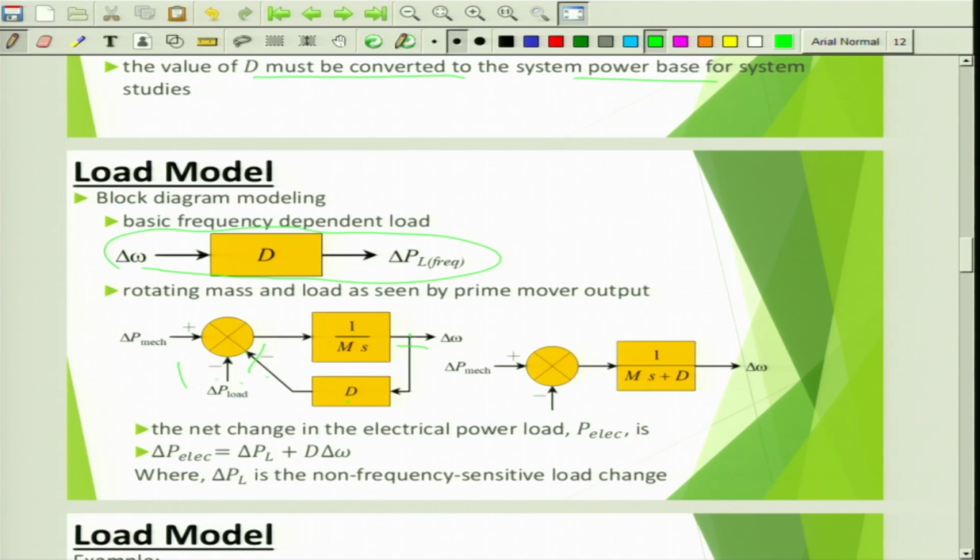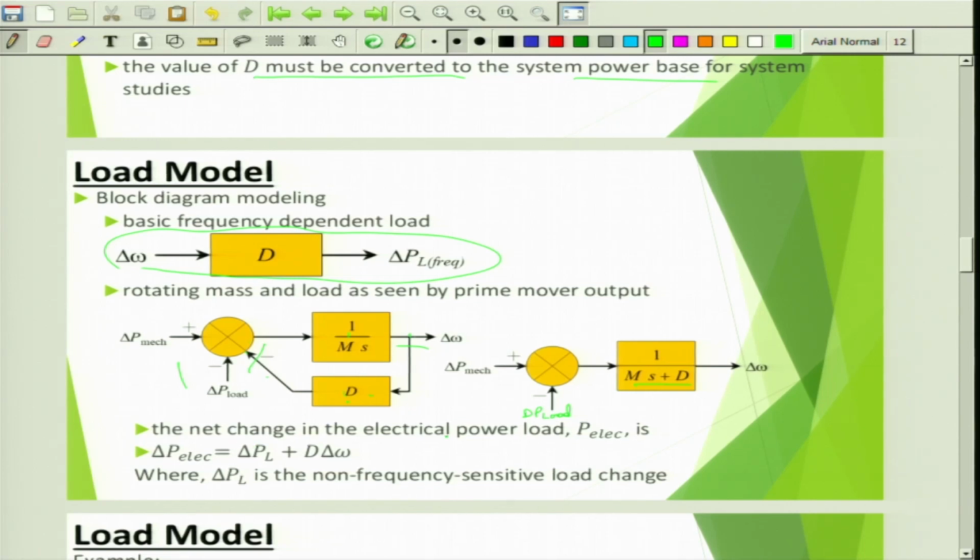So delta P mechanical, and you can reduce the control loop now, right? This can be added together because they are connected in parallel, that means you will get 1 by Ms plus D. So this is nothing but your delta P load, and you will get this overall control loop.